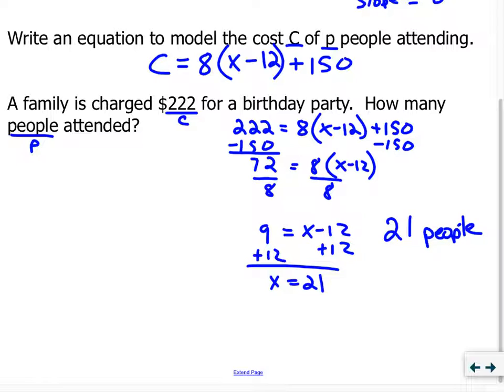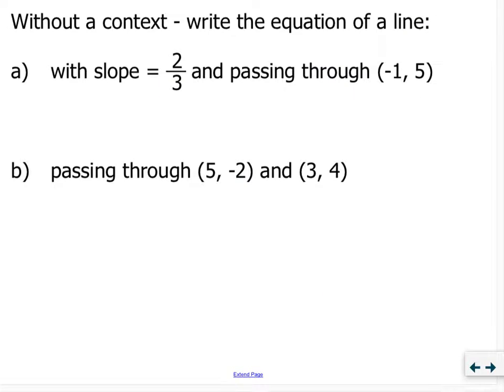So when point slope works really well is when we don't have a context or a story also. If we just want to write the equation of a line. For example, we want to write an equation with a slope of 2/3 and passing through the point negative 1, 5. So slope is M. My slope is 2/3. And this is my value H and K.